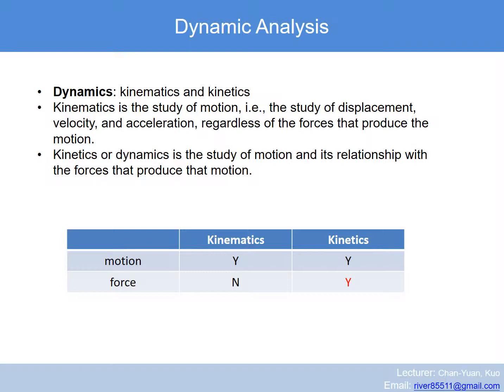I guess the word kinematics shouldn't sound like something new to you by now, because that's what we have been learning so far. As for kinetics, let me read the definition out for you. Kinetics is the study of motion and its relationship with the forces that produce that motion. So basically, both kinematics and kinetics care about the motion of a system. The only difference between them is just that when it comes to kinetic or dynamic analysis, we also care about the forces that produce the motion, while for kinematic analysis, we don't.